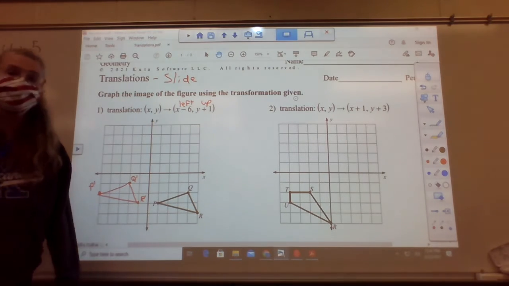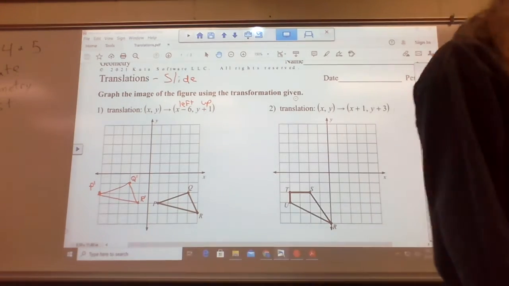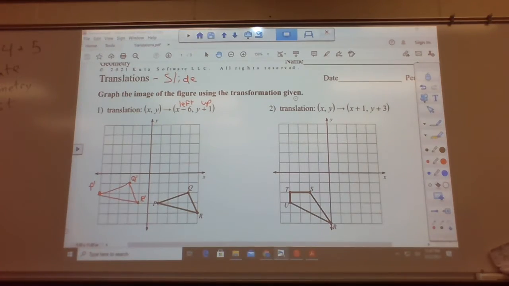Number 2, I want you to give it a shot, and then I'll talk about it. So try number 2. You're doing x plus 1 and then y plus 3. Think about what direction is plus 1, what direction is plus 3. Because it's plus 1, it's going to be right. Because it's plus 3, it's up.